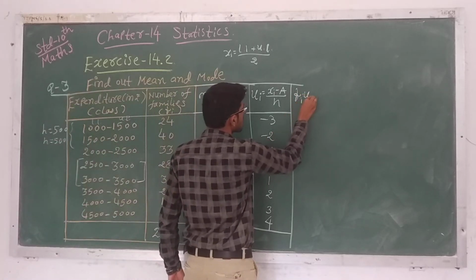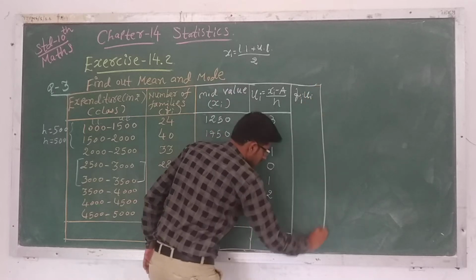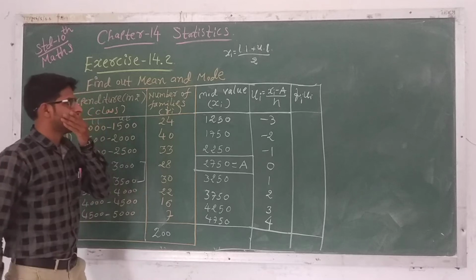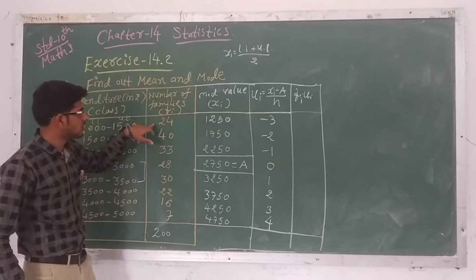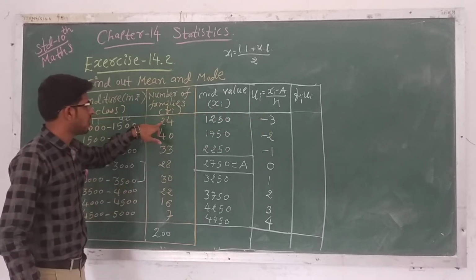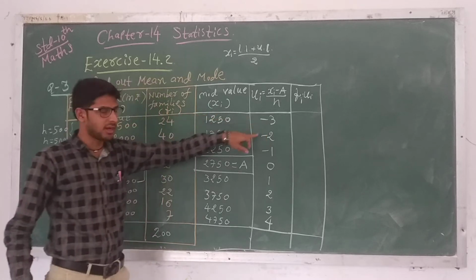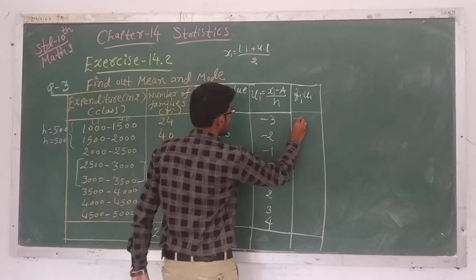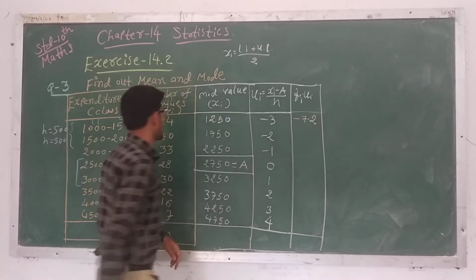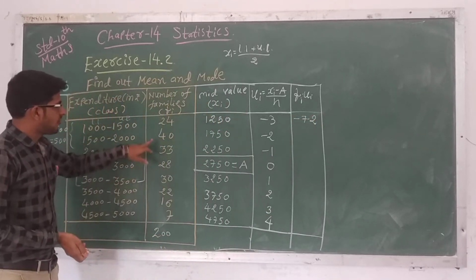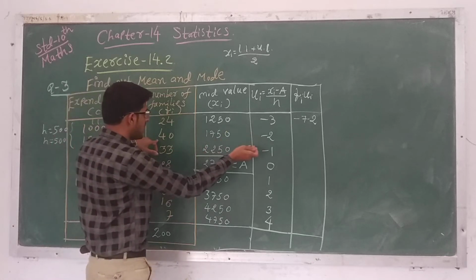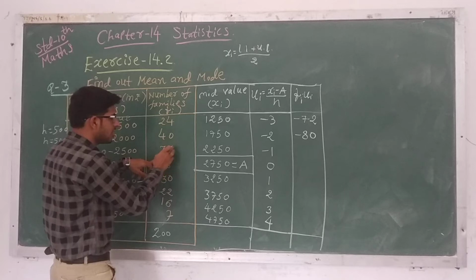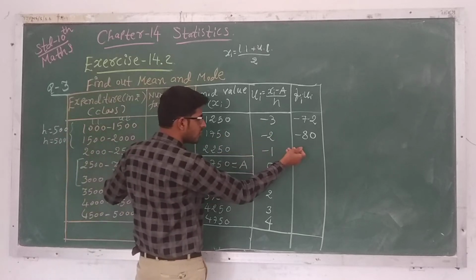Next column is fi ui, fi into ui. So we have to multiply ui with frequency. Now we multiply 24 into minus 3, so the answer will be negative, minus 72. Next 40 into minus 2, again negative, 4 twos are 8, so minus 80. Next 33 into minus 1, again negative, so minus 33.